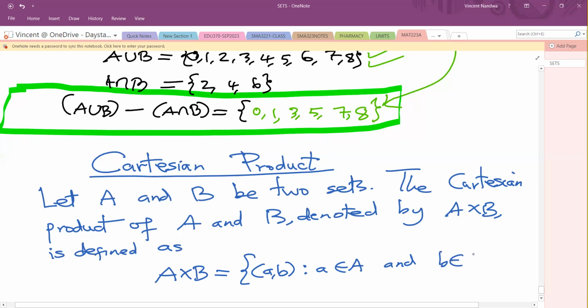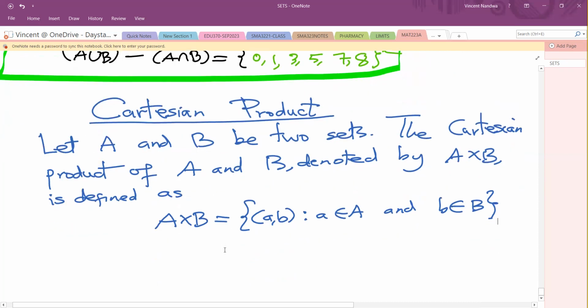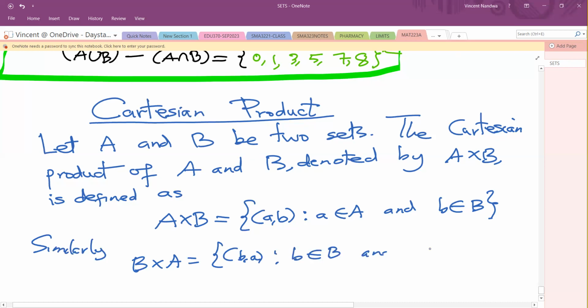from set B. And please mind your notation that the pairs we are putting in these curved brackets, but these other brackets for sets remain to be curly. Okay? Similarly, B cross A will be the set of all ordered pairs (b, a) such that b is from B and a is from A.